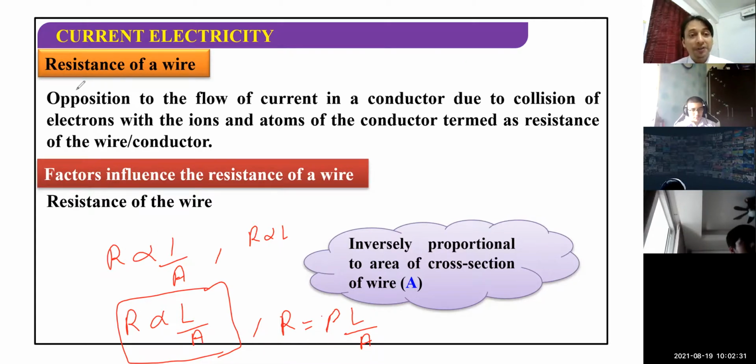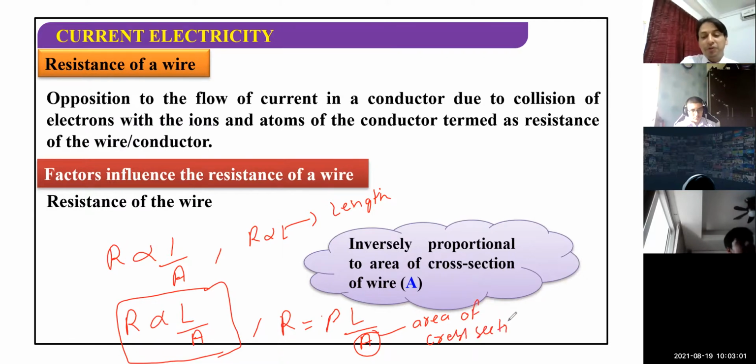So now let us discuss the last and important factor. Yes, Calista, L is there, the length. Please note down in your notebook, children. What is this L? L is the length of the conductor. Remember, length of the conductor. And what is this A? This A is the area of cross section of a wire. You can even write cross sectional area.